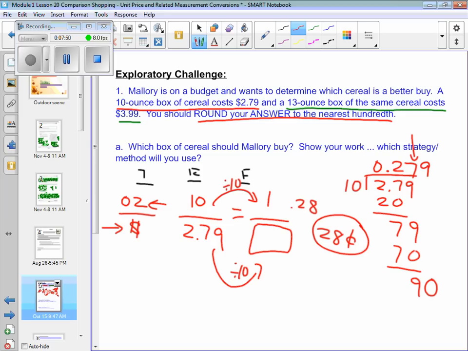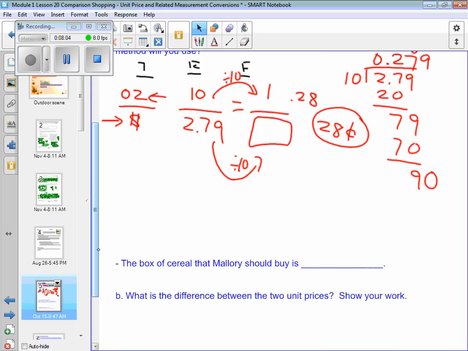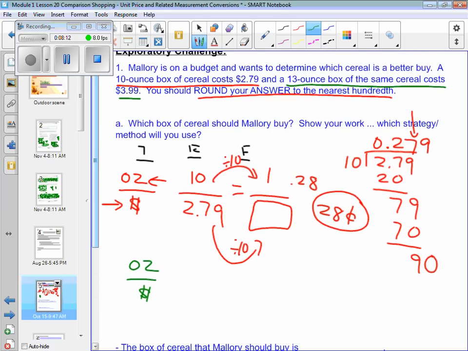I'm still not done because they're not asking me for the unit rate of the 10-ounce box of cereal. They want to know what the cheaper rate per ounce is. So now I'm going to take care of everything in green. Same template, ounces over money. What's the second ratio now that they give us? Katie Malone. They give us 3.9. What goes on top?